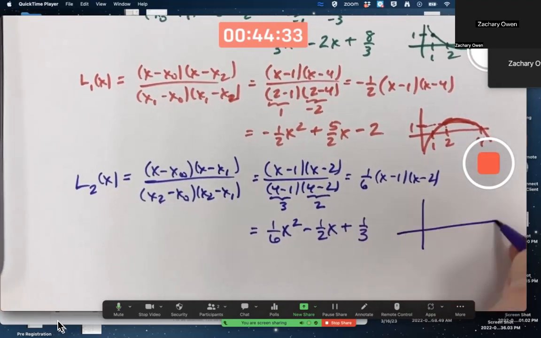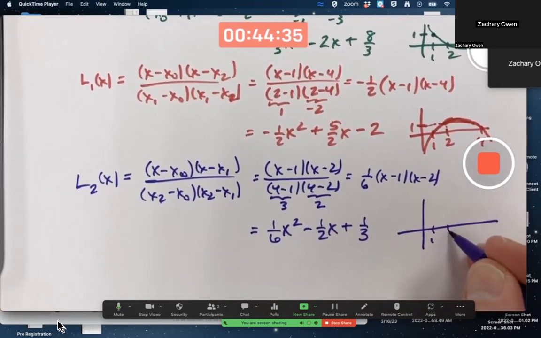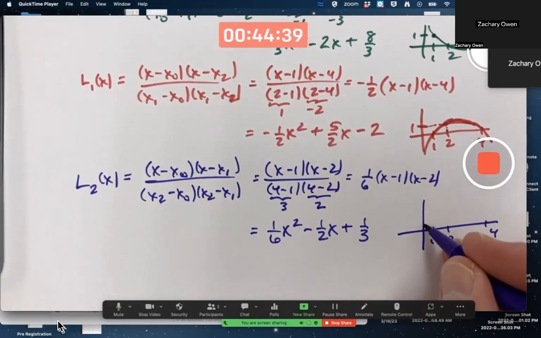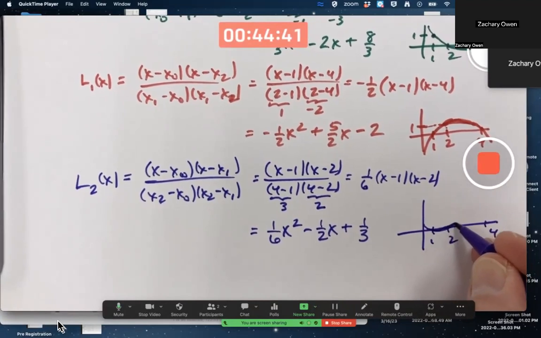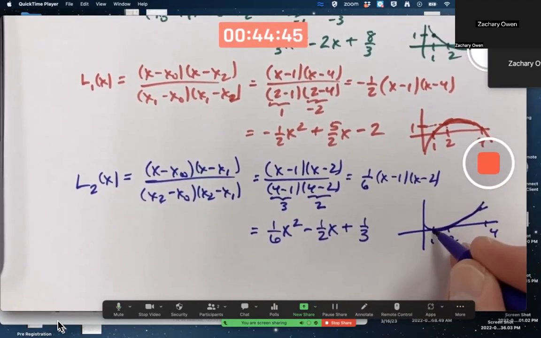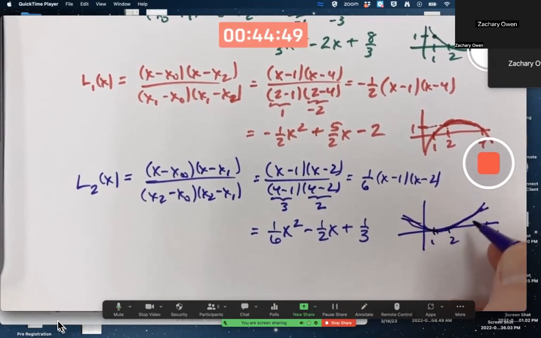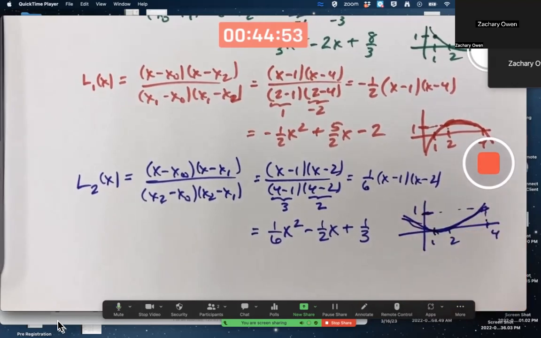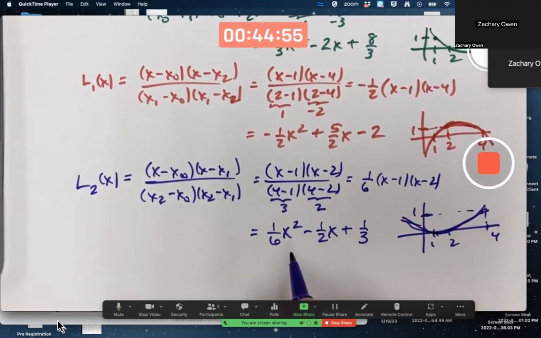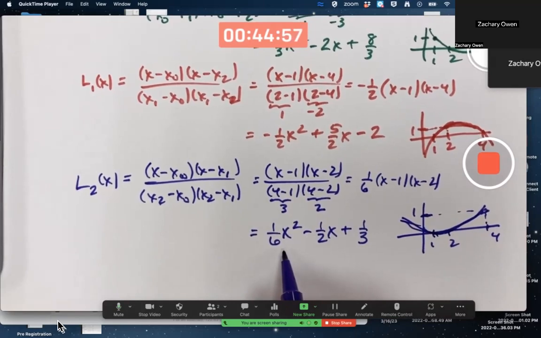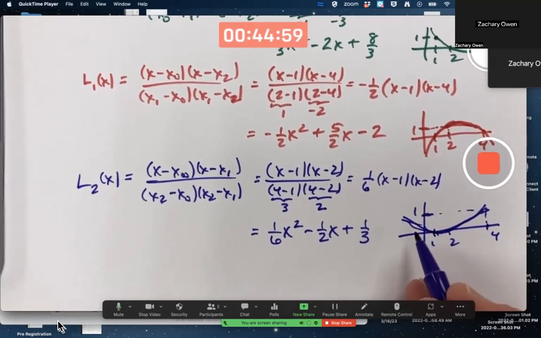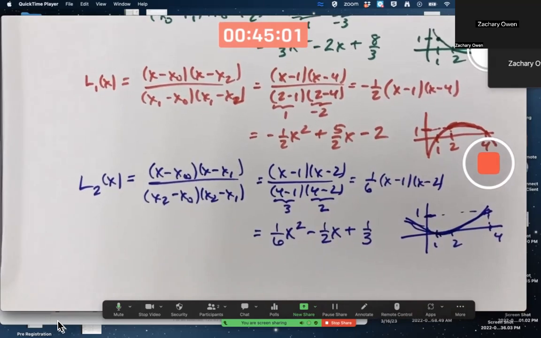And this should be a polynomial whose graph looks like this. It's 0 at 1 and 2. And this is not the same scale as the other ones. This is going to be sort of flatter looking. It's 1 at 4. That's going to be a 1 right there. Yeah, the coefficient of x squared is closer to 0. That's going to be a wider parabola.